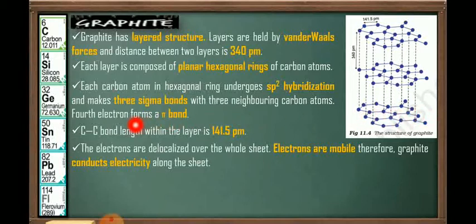Again, due to what? Due to the formation of a partial double bond character. The 4th electron forms a pi bond.